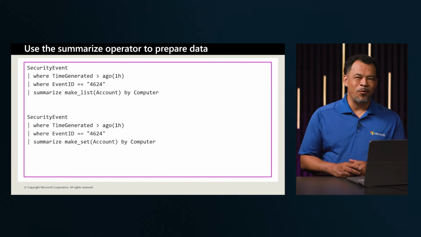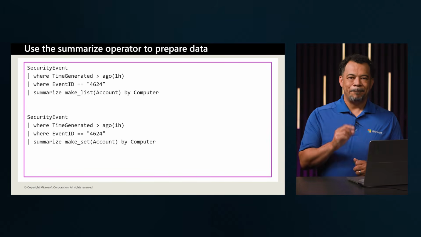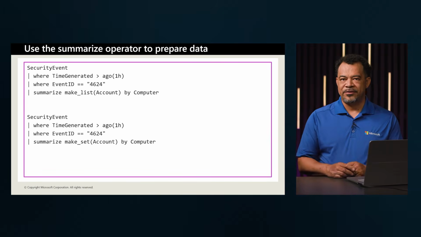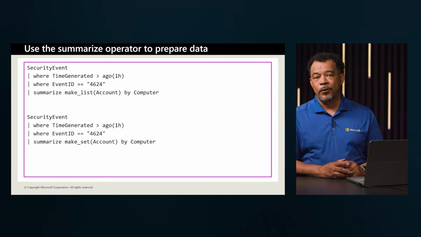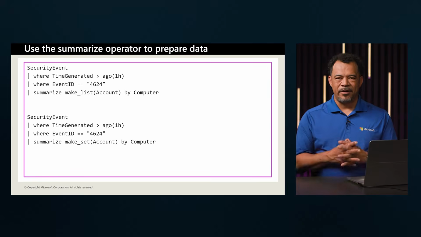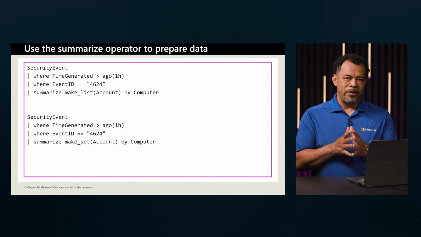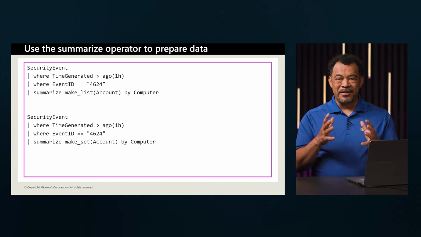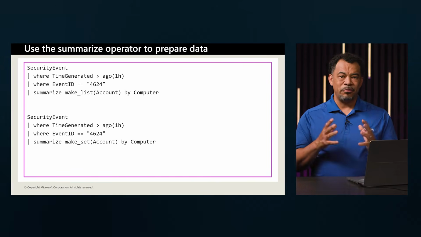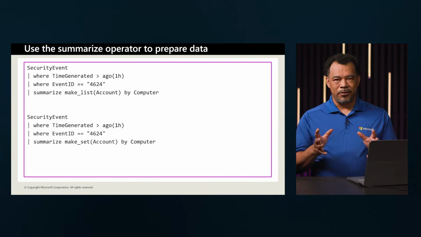And finally, one more example of using the summarize operator. In this example, both queries filter the security event table for event ID 4624, which typically represents a successful login event. And we're looking for this occurrence within the last hour. The first query uses the make_list term to return all account names associated with each computer.